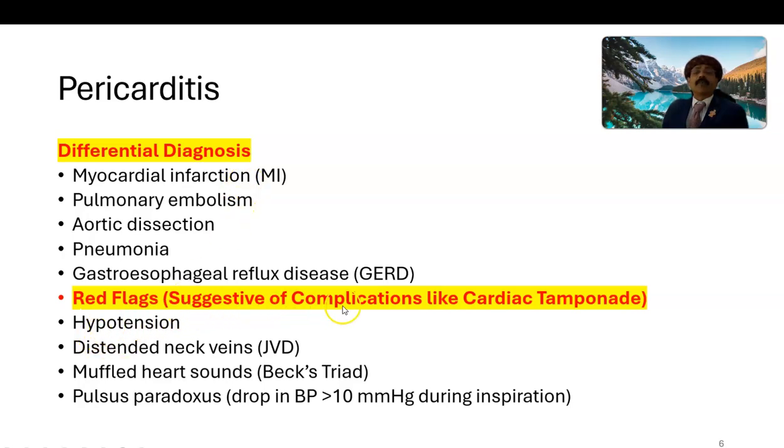Red flags suggestive of complications like cardiac tamponade: there will be hypotension, distended neck veins, and muffled heart sounds. These three we call Beck's triad. Pulsus paradoxus is another sign: a drop in blood pressure greater than 10 millimeters of mercury during inspiration. That is also a red flag for complications like cardiac tamponade.